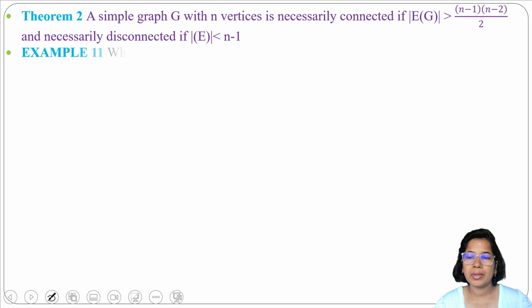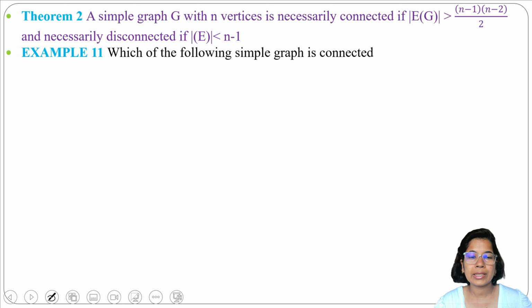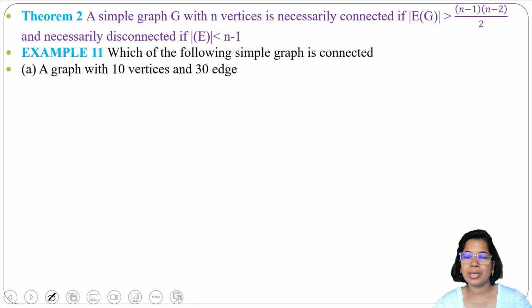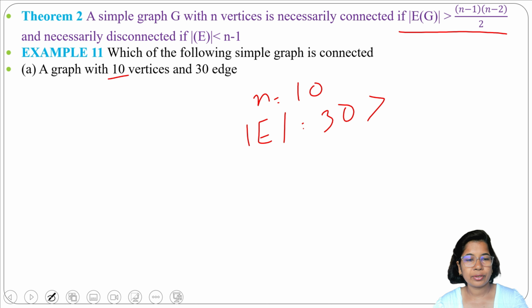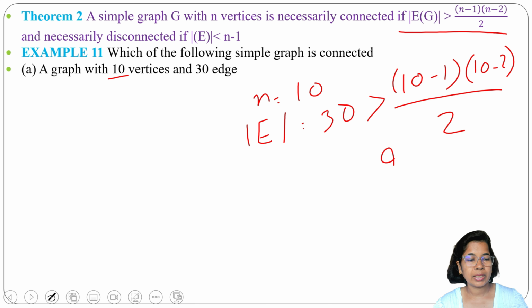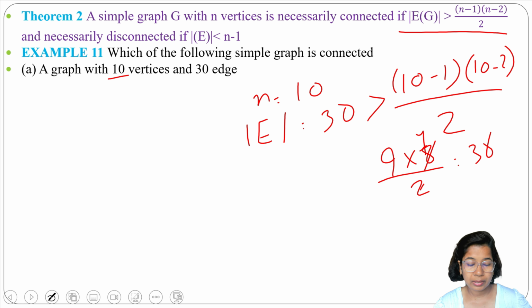Let's see one example. Example 11. Which of the following simple graphs is connected? Option A: a graph with 10 vertices and 30 edges. So n equals 10 and the number of edges equals 30. 30 should be greater than (10 minus 1) multiplied by (10 minus 2) divided by 2. 10 minus 1 is 9, multiplied by 8, divided by 2. So it's 36. Is 30 greater than 36? No. Hence this graph is disconnected.